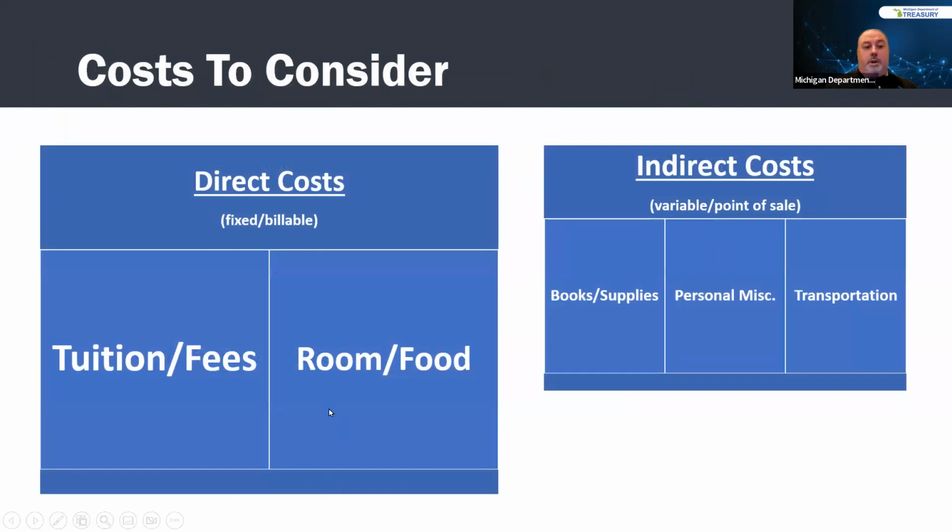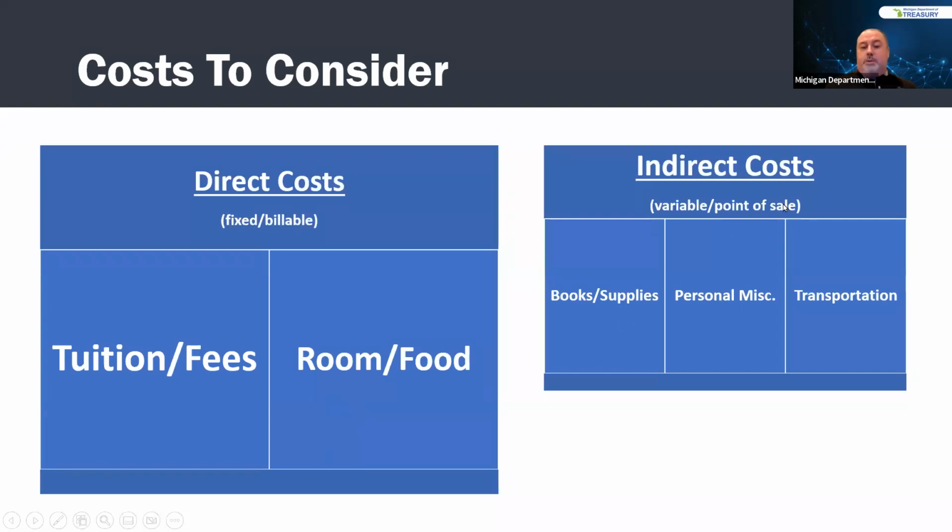So while we're talking about costs to consider are either direct costs, which are billable by the university, which can include tuition, fees, room and food or meal plan. Those are things that the student will bill directly if the student is residing on campus, especially with the room and food or meal plan.